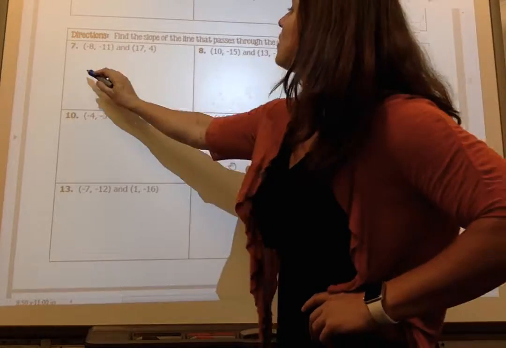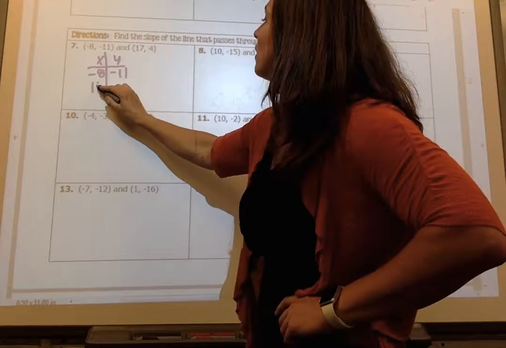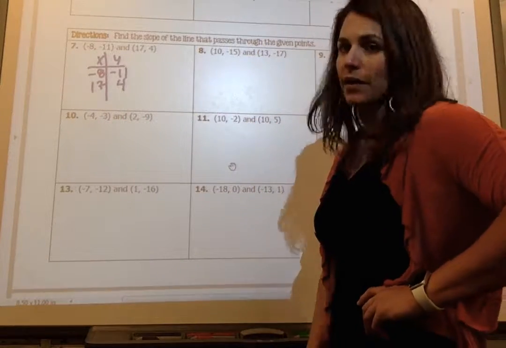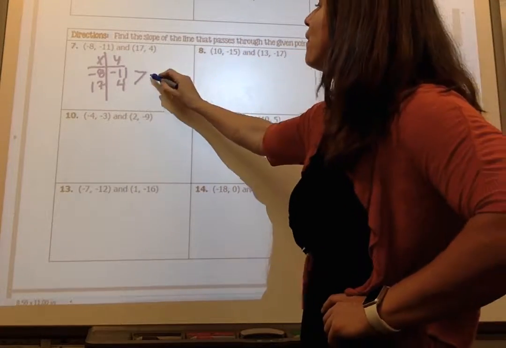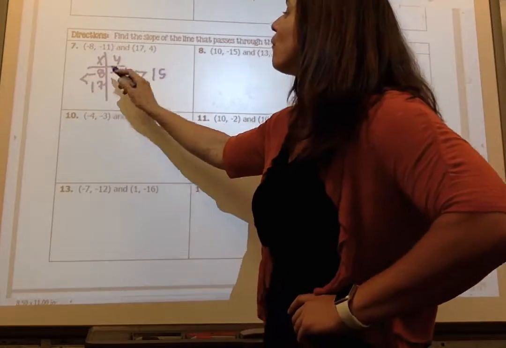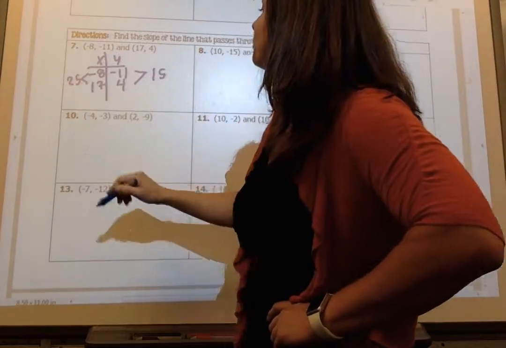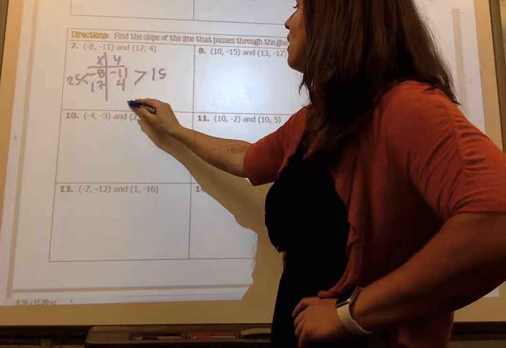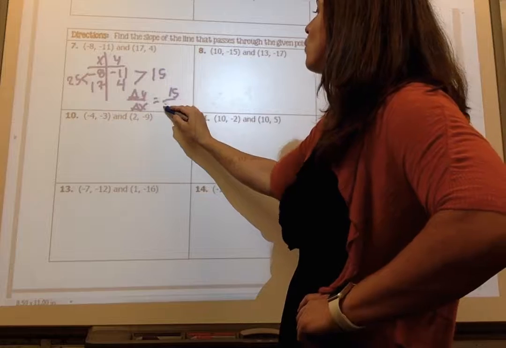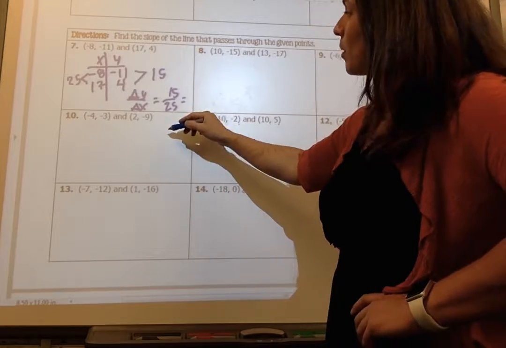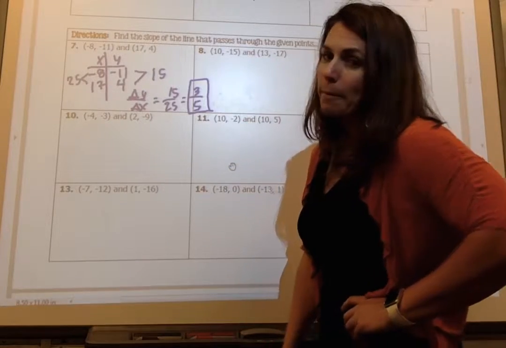So number 7, I'm going to set it up as a table of values. Negative 8 and negative 11, 17 and 4. See how that table's set up? So how do I get from negative 11 to 4? I'm going to add 15. And how do I get from negative 8 to 17? I'm going to add 25. So my change in y over change in x is my ratio. So I have 15 over 25. And I'm going to reduce that, and I get 3/5.